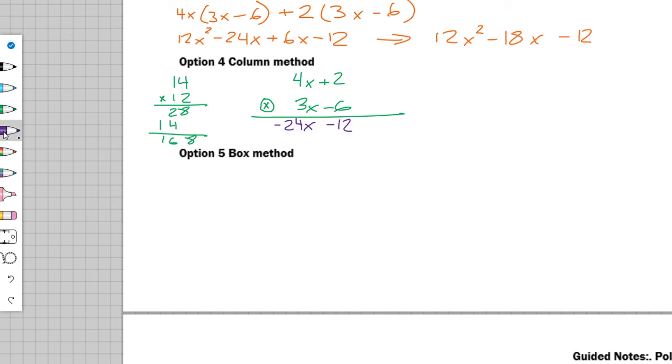Then we're going to multiply 3x plus 2 and 3x times 4x, but we're going to line them up. So we have this placeholder here. So now 3x times 2 is going to be positive 6x. And 3x times 4x is 12x squared.